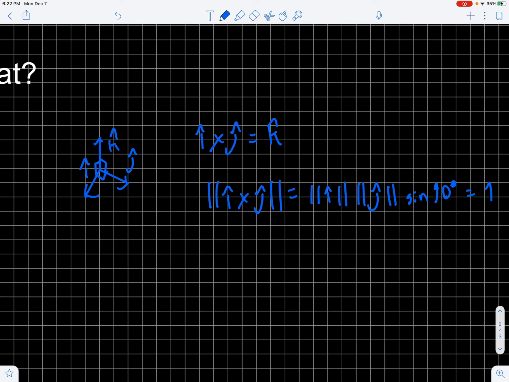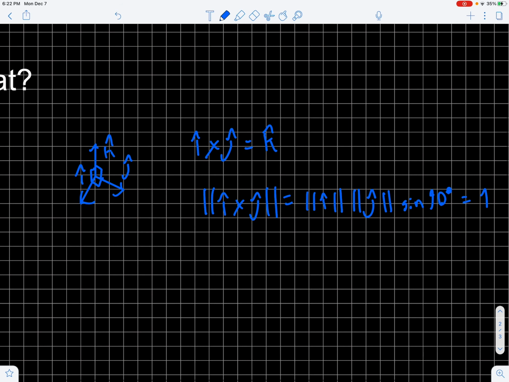Now, by the right hand rule, remember we put our index finger along the first one, put our middle finger along the second one, and we put our thumb straight up, and that tells us how our vector points. So we know that it points one unit straight up, just like k hat. And remember, something with the same magnitude and the same direction as a vector is that same vector. So i cross j equals k.